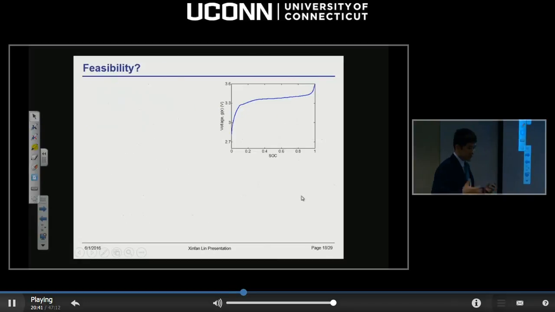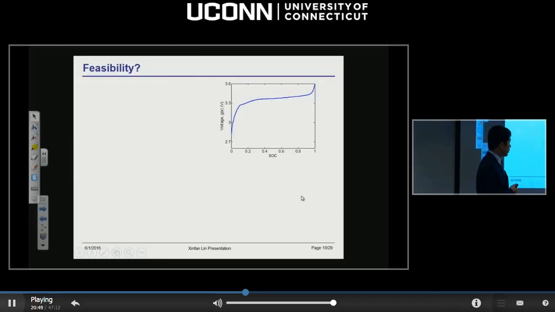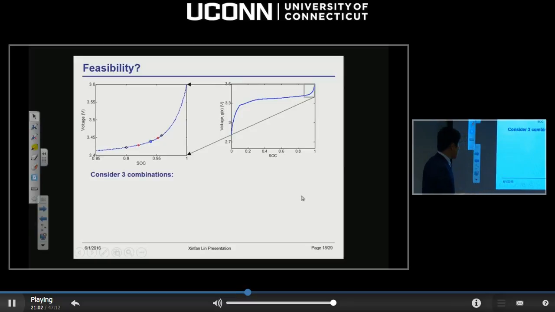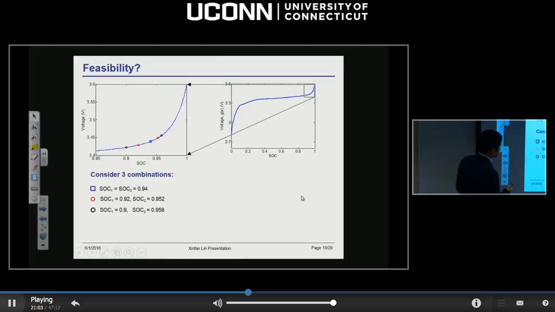And so first, let's look at the physical intuitions. Is such an attempt ever feasible? So this is the voltage versus SOC relationship, G of X, of a certain battery chemistry. The X axis here stands for the SOC, and the Y axis here stands for the voltage. And so let's zoom into this region here. So suppose now that we have three combinations of two-cell groups, as marked by the blue, the red, and the black dots in here.